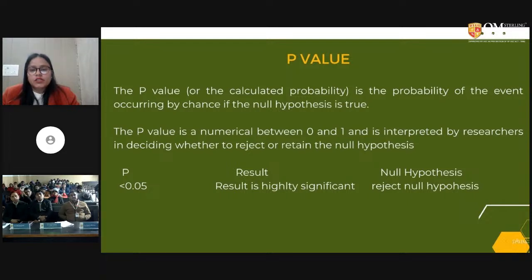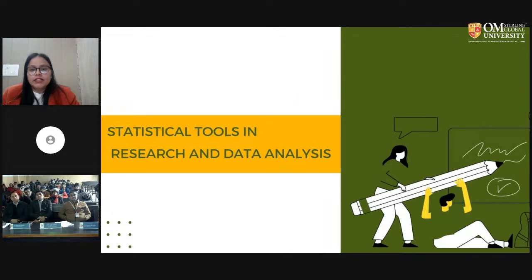Next. So this is basically the base for deciding the statistical tools in research and data analysis, where we decide what kind of variables there are in the study. Then we have to decide the distribution of your data, because on the basis of that you will decide whether you can use parametric techniques or non-parametric techniques. Now we are going to discuss the statistical tools which can be used in research and data analysis. Next.